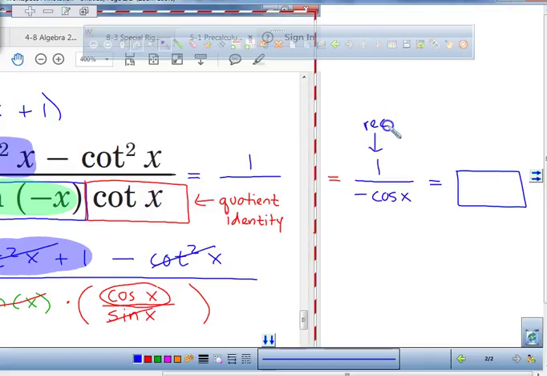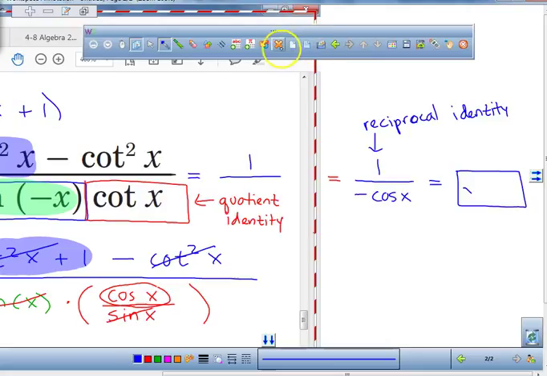The final thing I want you to look for is what's called a reciprocal identity. So what is the reciprocal identity for 1 over cosine? That becomes the secant. But we're not going to put just the secant. We're going to say it's the negative secant of x. And that's your final answer for this simplification.